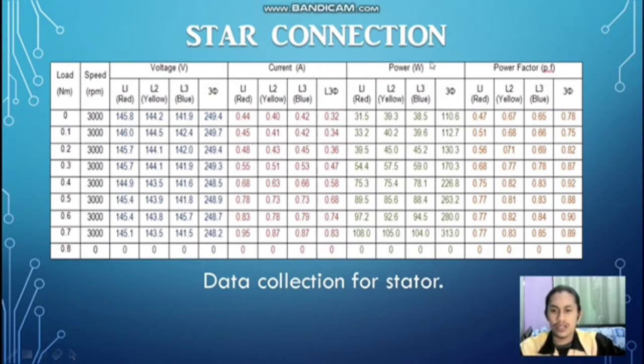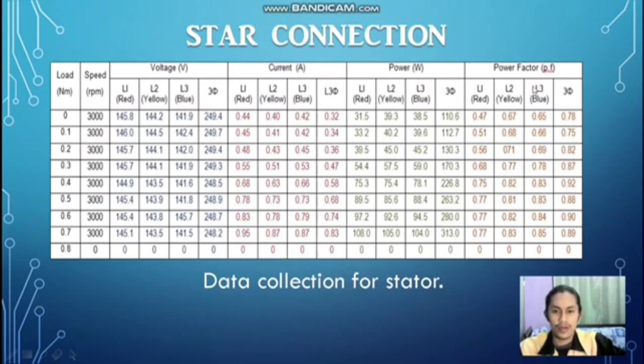The next one is the power parameter. In the power parameter, there are also single phase and three phase. For the single phase, the power increases in line with the increment of the load. This is because the current will influence the value of the power. The power must be increased to maintain the speed of the motor, which is 3000 RPM.